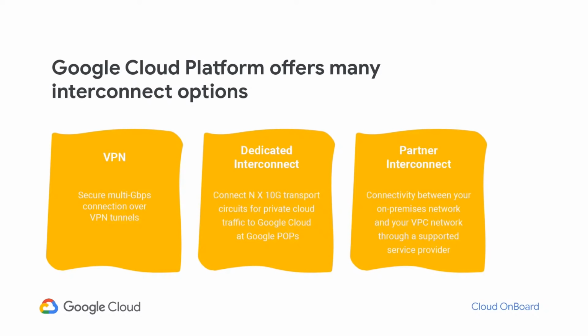But with the VPN, you still use the internet. Let's say you don't want to use the internet because of some kind of security concern, or you need more reliable bandwidth or lower latency. There's something we call Google Cloud Interconnect. It's a private connection to your VPC.